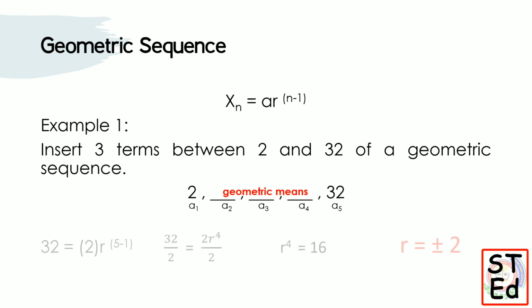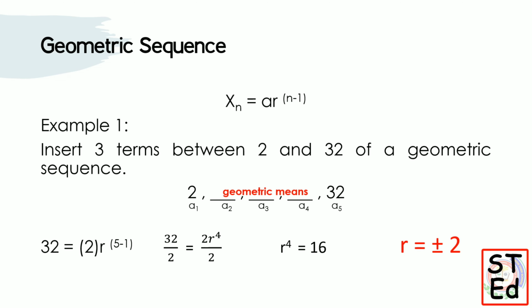By substitution, a sub n is equal to 32, a sub 1 is equal to 2, and n is 5, since there are 5 terms in the sequence. Through manipulation, the solution is as follows. The common ratio is equal to positive or negative 2.